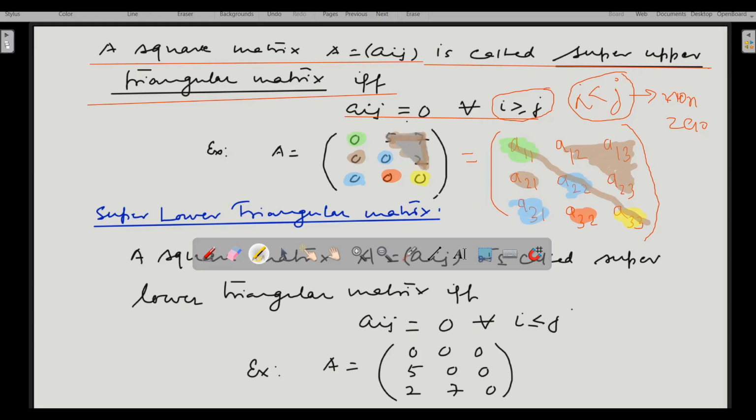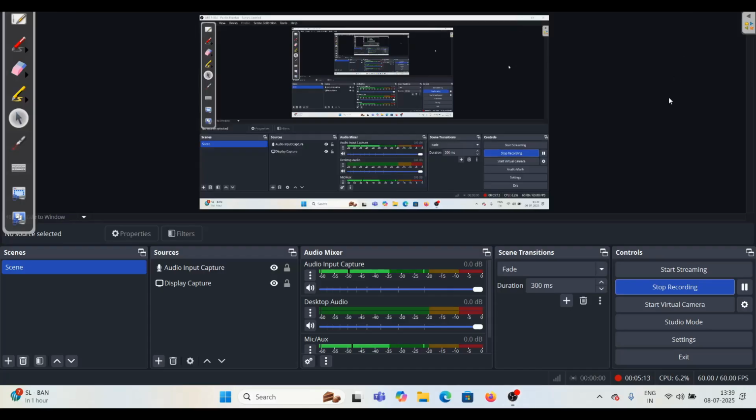So a triangle of numbers is being formed on the upper side of the matrix, and this triangle of numbers does not include diagonal elements. So it is a super upper triangular matrix. Thank you very much. Hopefully you have understood the concept very well.